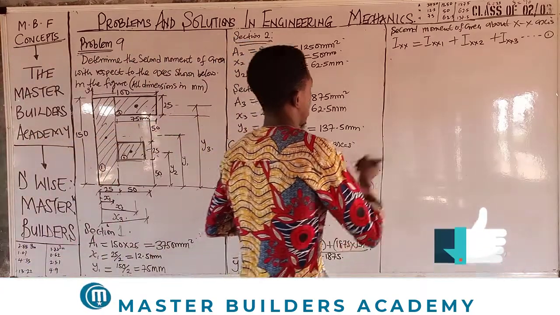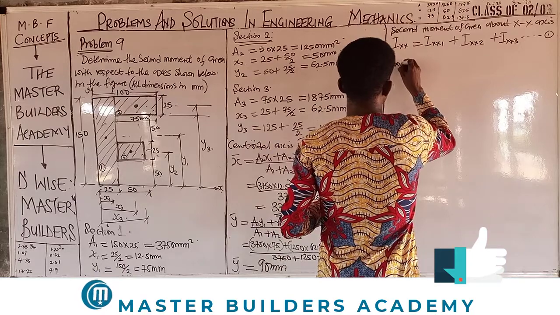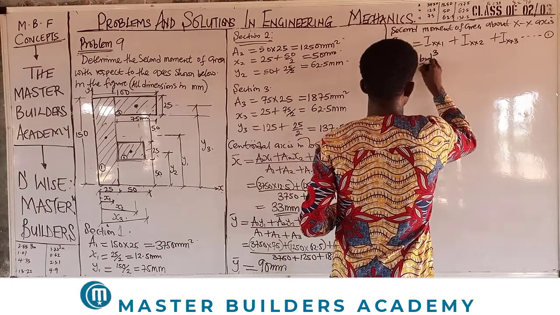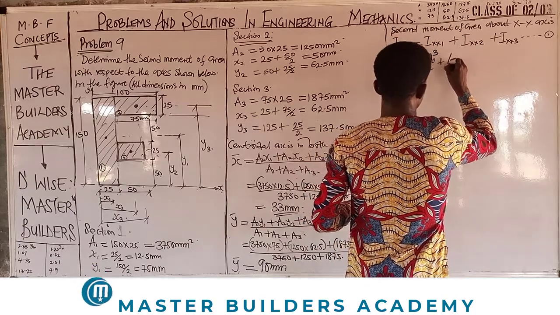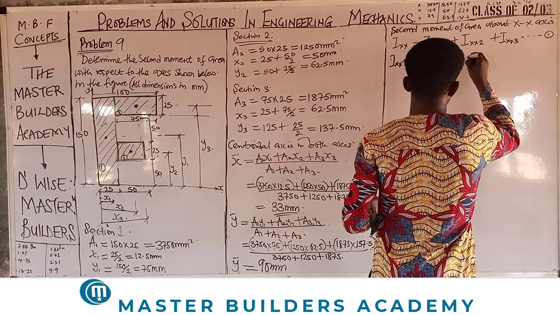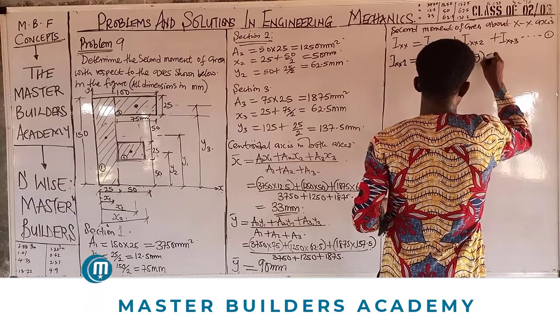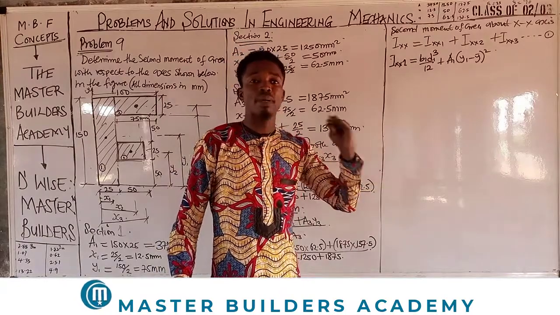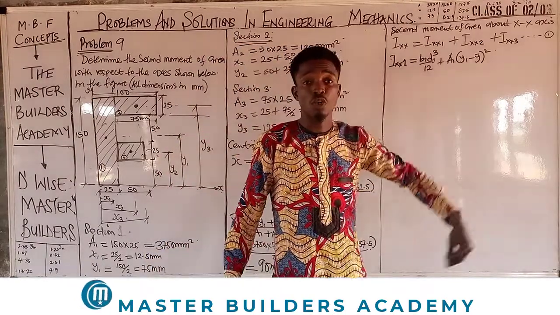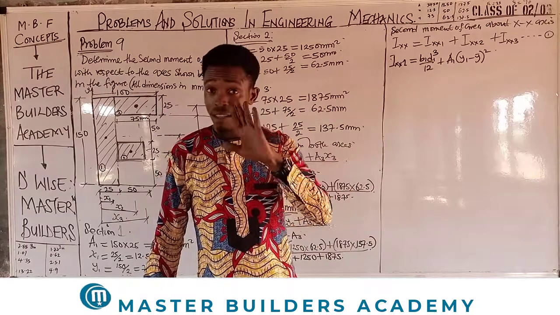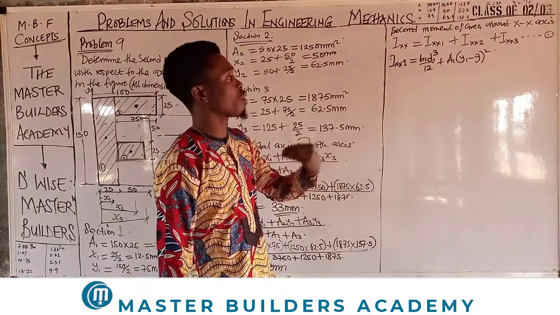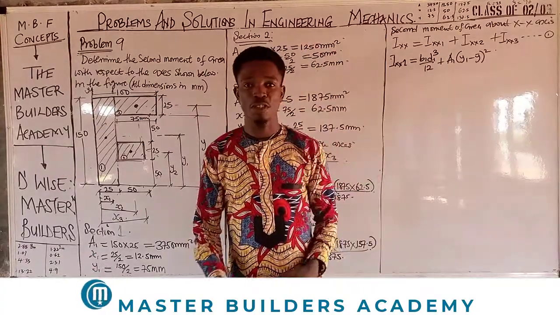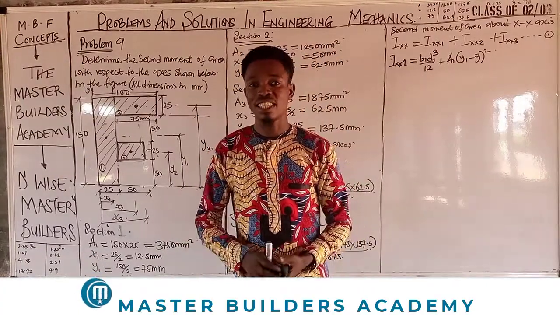So for ISS1, this would have given us B1 D1 cube over 12 plus A1 into Y1 minus Y bar squared. Don't forget that when you are obtaining the second moment of area about SS, here you make use of the values in the vertical direction. Okay? Get it very, very clear. But by the time we are looking for the ones in Y direction, here we'll now be making use of what? The values in S direction.